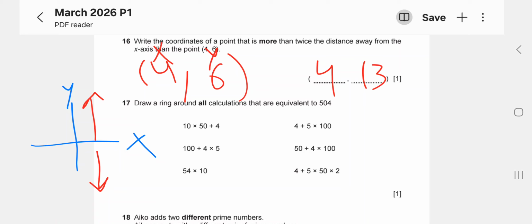So take care. If it said the change in x, you have to change it in y or in the x-axis. So this means you need to change in y. If it said away from the y-axis, this means that you need to change in the value of the x.